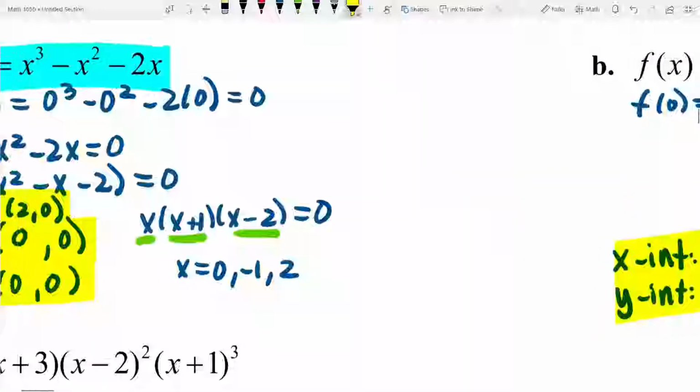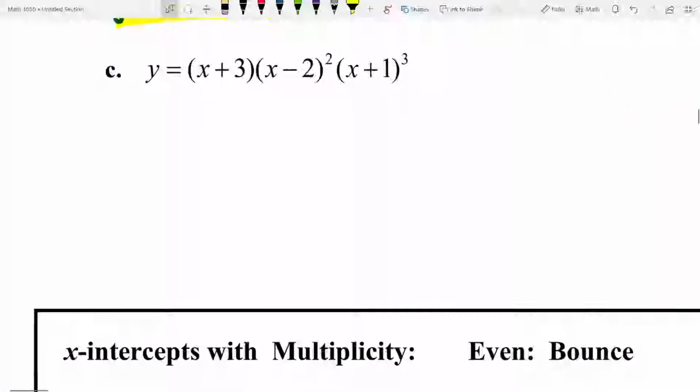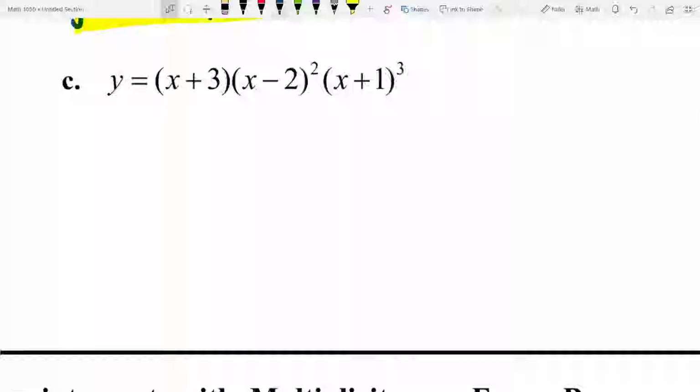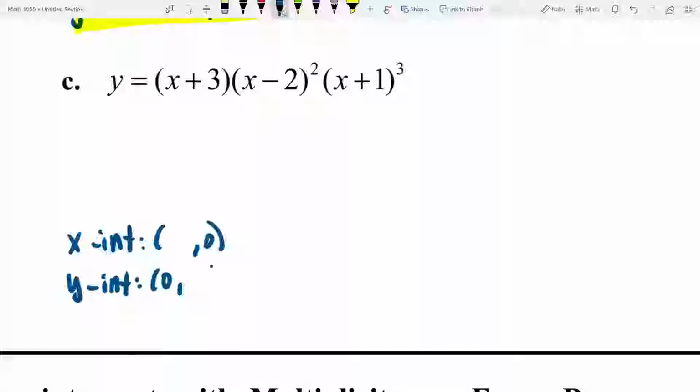Okay, let's look at C. X-intercept and y-intercept. I'm sure you can predict what we're going to do. We're going to end up graphing these things in just a second. Okay, to find the x-intercept, you let y be 0. To find the y-intercept, you let x be 0. Doesn't matter which one you do first.